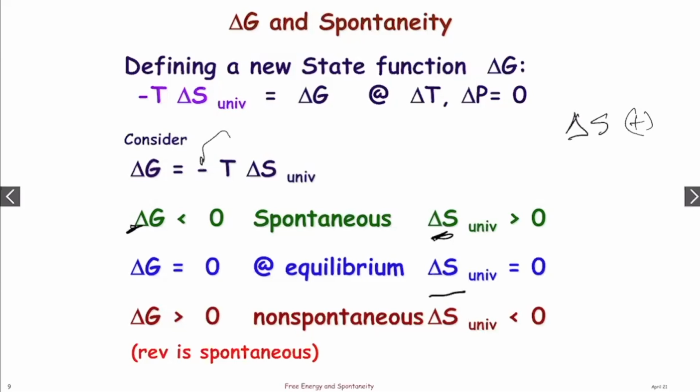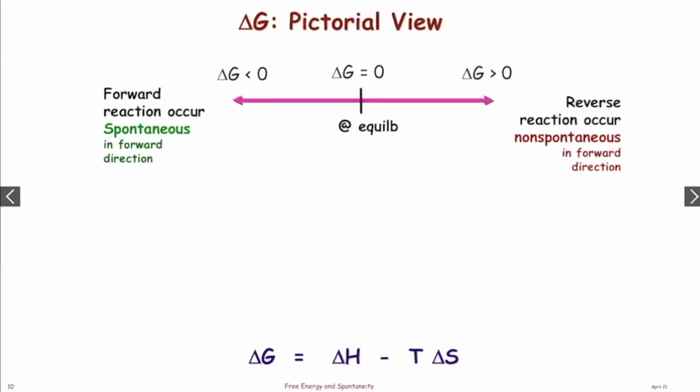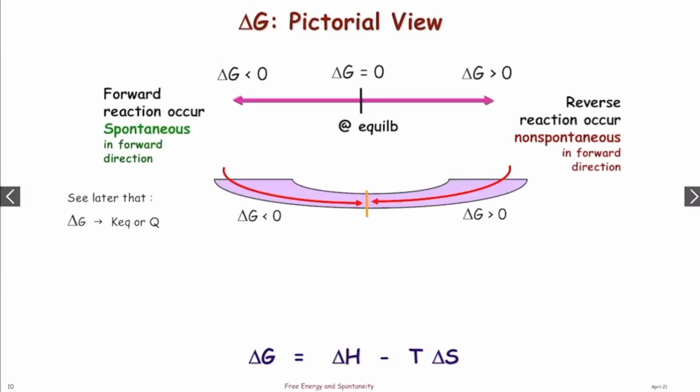When delta S of the universe is 0, delta G is 0. When delta S of the universe is negative, which is not spontaneous, it won't happen. The reverse is going to be the spontaneous process, and that's like delta G being positive. You can use this mnemonic device: if delta G is negative, then the forward reaction is the spontaneous reaction. If delta G is positive, then the reverse reaction is spontaneous. And if it's 0, it's sitting down here at the bottom of this bowl.